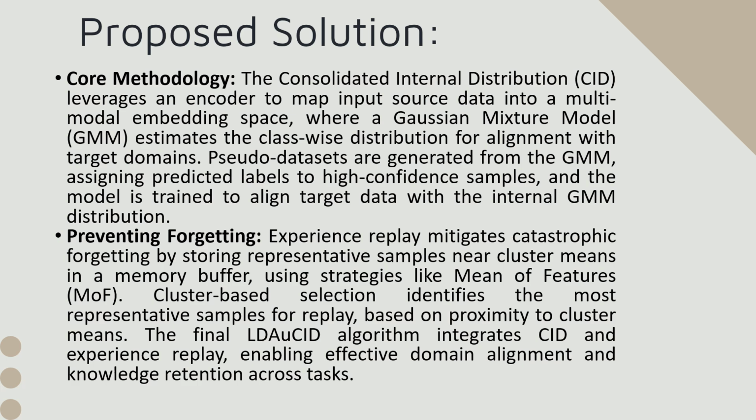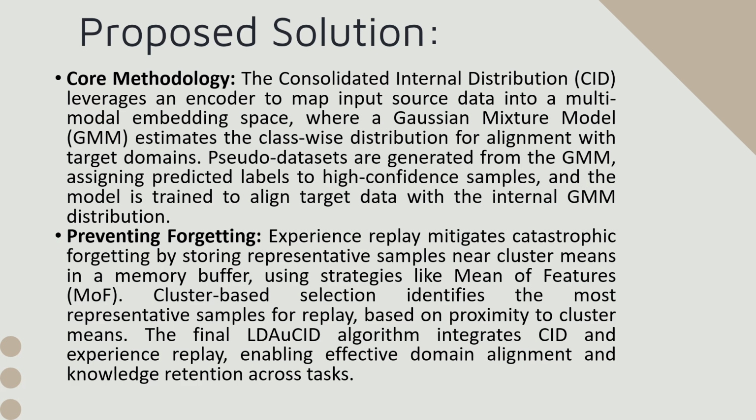The core methodology of this solution involves the consolidated internal distribution, which leverages an encoder to map the input source data into a latent space, where we learn a Gaussian mixture model in the embedding space. We generate pseudo-labeled datasets from the Gaussian mixture model, assigning predictive labels using the classifier on the Gaussian mixture model samples. We also throw out the samples with very low confidence. To prevent forgetting, we use experience replay, which helps us mitigate catastrophic forgetting, where we store representatives of each class in a memory buffer using cluster means or a strategy like mean of features. This helps us identify the most representative samples of that class.